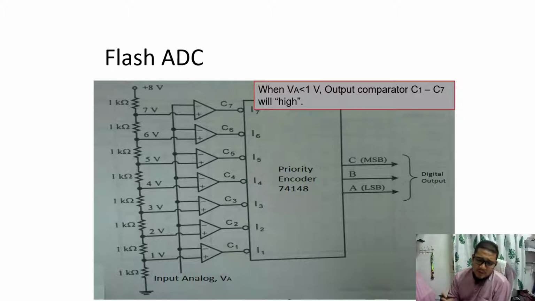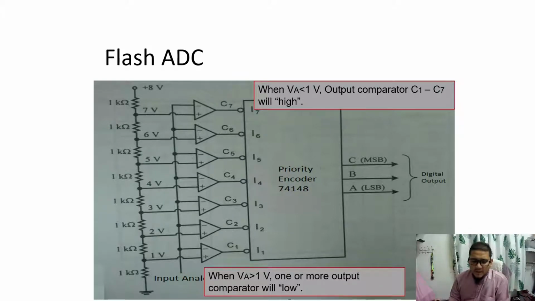When VA is less than 1 volt, the outputs of comparators C1 until C7 become high. For example, our VA is less than 1. So if VA is less than 1, it means that the voltage at the plus input will be greater than VB, or VA will be less than 1. So the outputs C1, C2, C3 until C7 will be high.